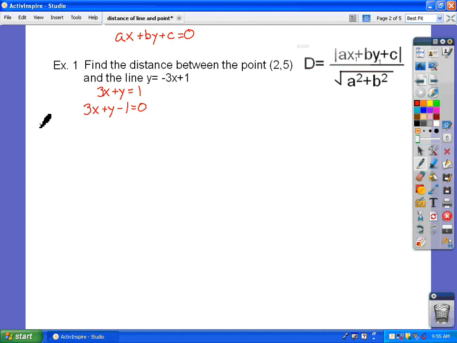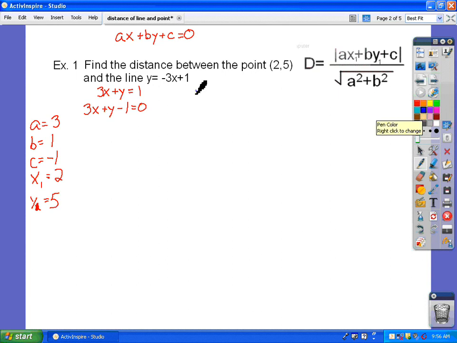Now from there we can identify the values of a, b, and c. In this case, the value of a is 3. The value of b, what's in front of the y? Actually, there's a 1 there. And the value of c, the number with no variable, is going to be negative 1. So now we need the last two pieces of the puzzle, x1 and y1, and we're going to get that from the ordered pair. The x value of the ordered pair is 2. The y value of the ordered pair is 5.